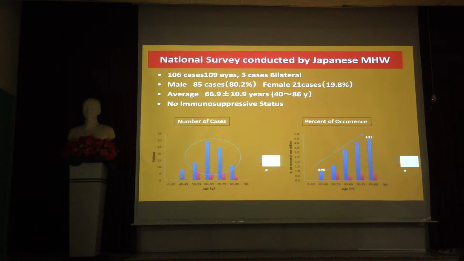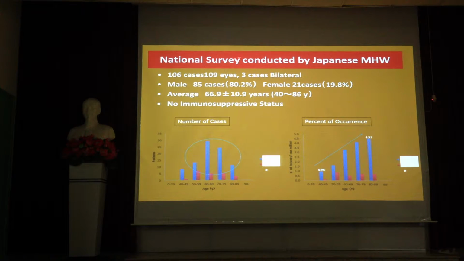So therefore, the Japanese Ministry of Health and Welfare did a national survey, and at that time we collected just over 100 cases or so. 3 cases are bilateral. So generally speaking, this is unilateral, and most of them are male. 80% are male, and the average age is just over 60 years. And there's no immunosuppressive status. There's no HIV infection or so. Just a normal working male over 60 years of age or so.